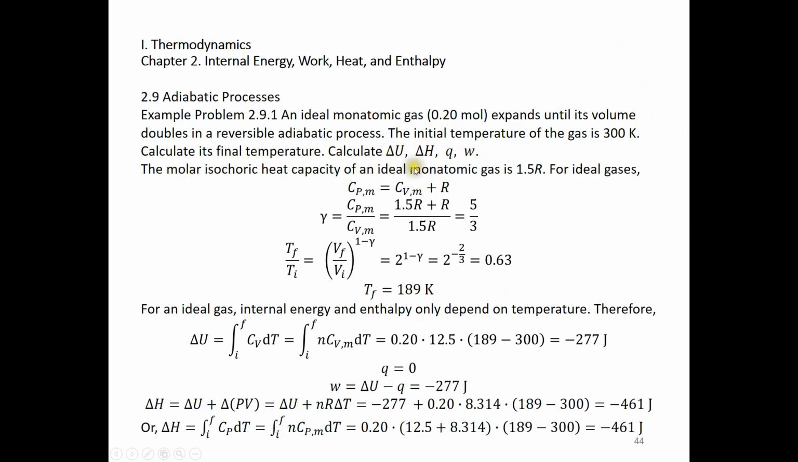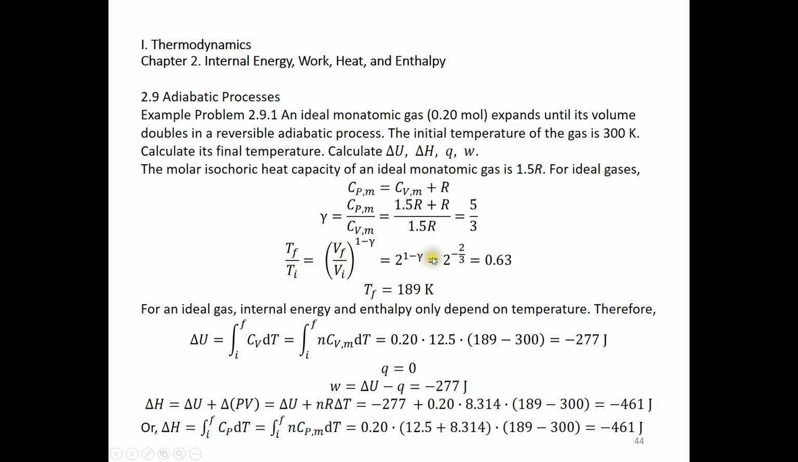So, if we have an ideal monatomic gas, there are no rotational motions, no vibrational motions. So we just need to look at the translation. In each dimension, the molar heat capacity is 0.5 R. 3 dimensions, 1.5 R. So CPM is equal to 1.5 R plus R. We get 2.5 R. What's the value of gamma? It's just 2.5 over 1.5. That's 5 over 3.